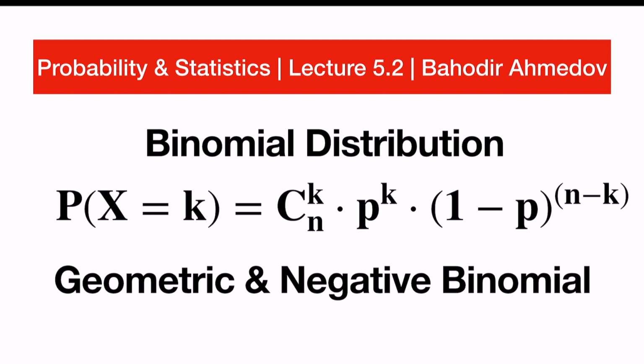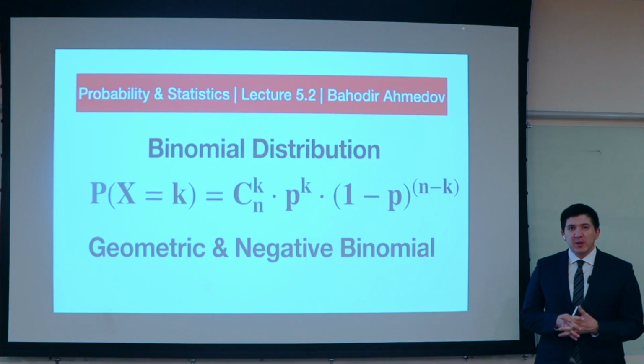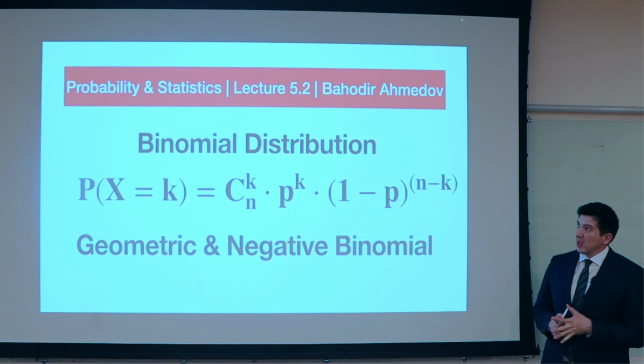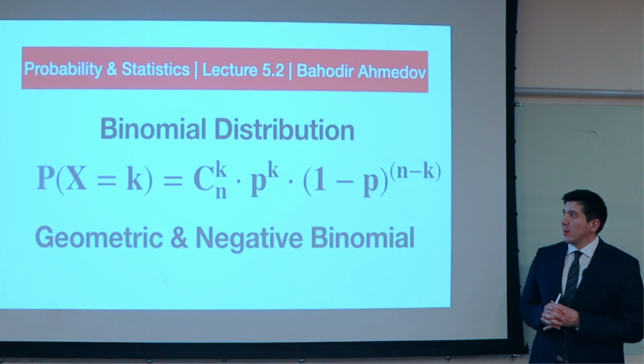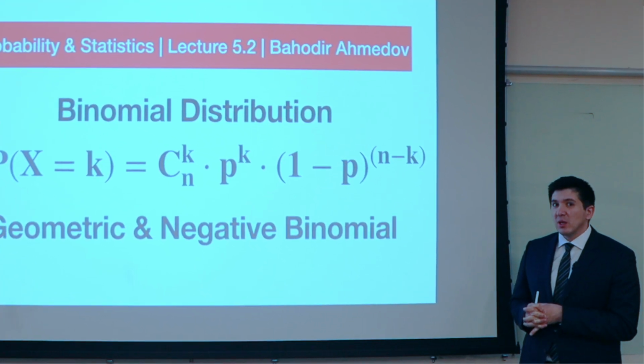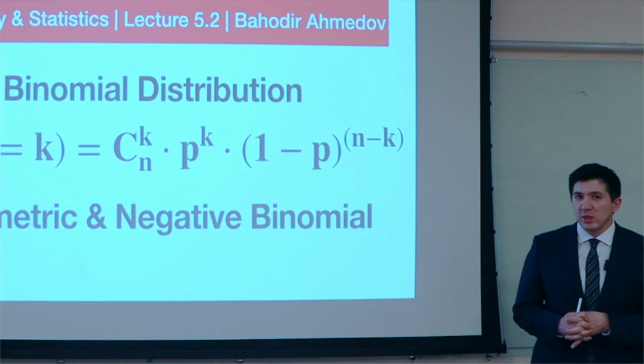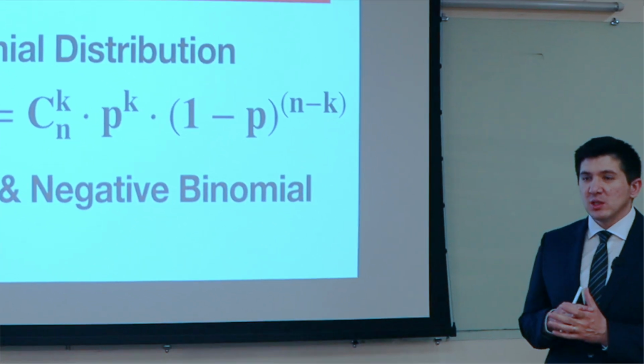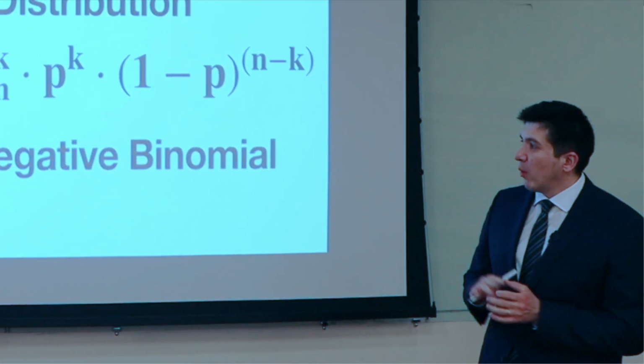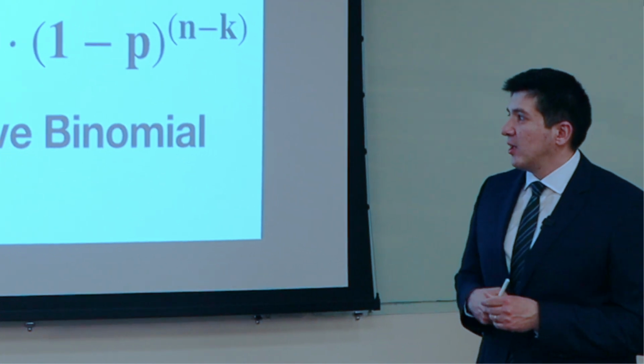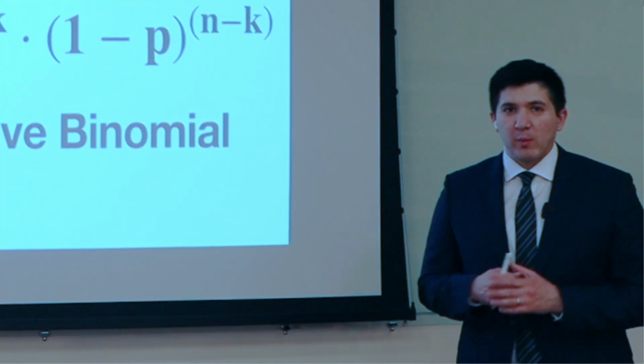Hi, today we're going to discuss the binomial distribution. This is lecture 5.1. If you remember, in our previous lecture, we discussed the Bernoulli trial and a bit of the binomial distribution. We're going to continue our discussion and consider two more distributions which involve the Bernoulli trial. One is called the geometric distribution and another is called the negative binomial distribution.